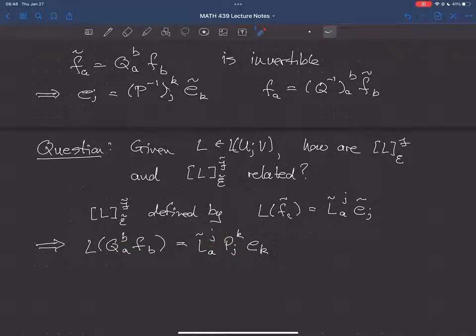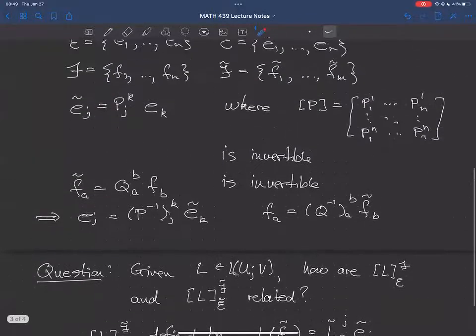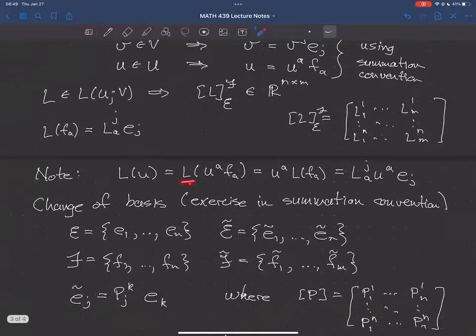Okay, so let's continue on with this. L is linear, and so I can pull the Q outside. So this is Q B A L of F B, which is equal to L tilde J A P J K E K. Now what I want to do is cancel the Q on this side.